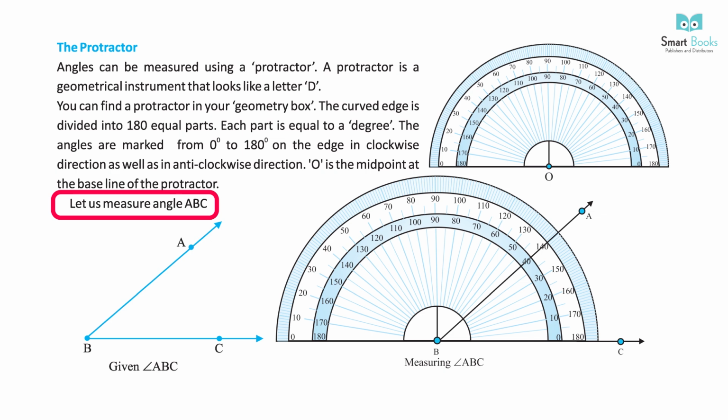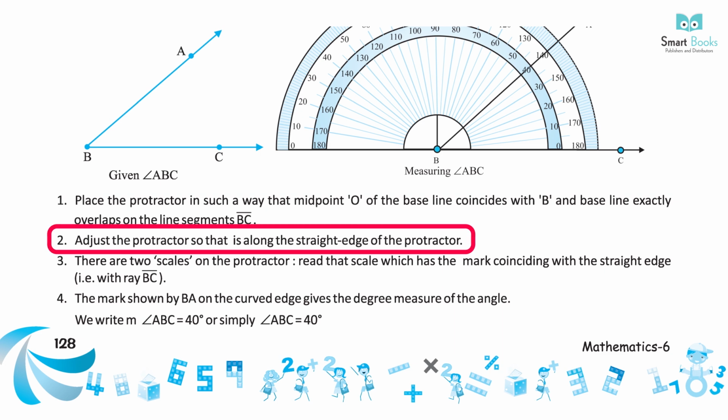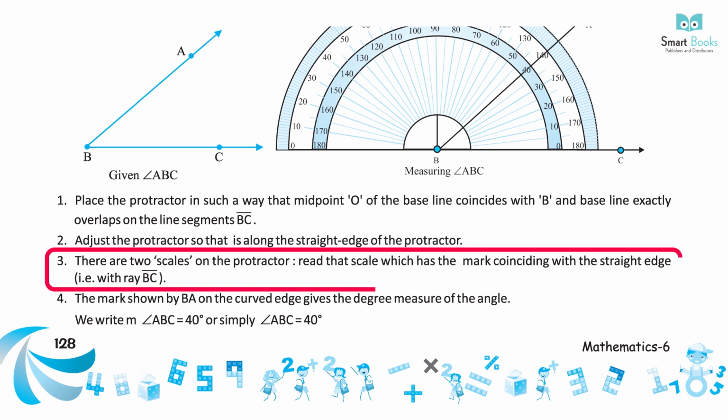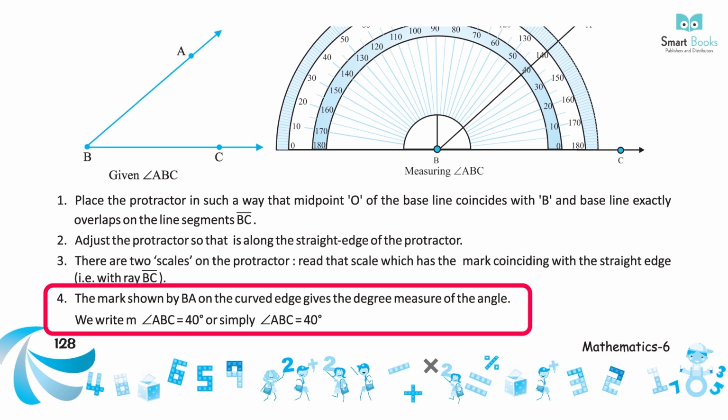Let us measure angle ABC. First, place the protractor in such a way that midpoint O of the base line coincides with B and the base line exactly overlaps the line segment BC. Second, adjust the protractor so that it is along the straight edge. Third, there are 2 scales on the protractor. Read the scale which has the mark coinciding with the straight edge along ray BC. Fourth, the mark shown by BA on the curved edge gives the degree measure of the angle. We write m angle ABC equals 40 degrees, or simply angle ABC equals 40 degrees.